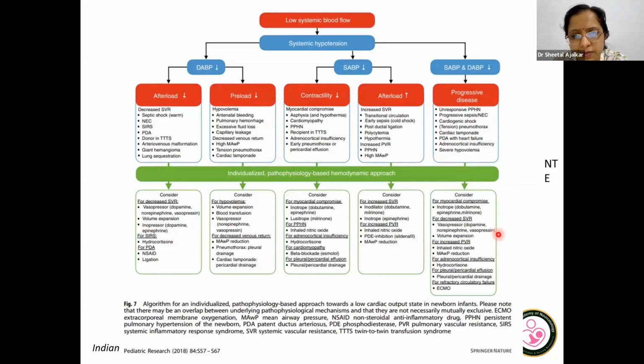So I think we will come to all these details. I have taken case-based scenarios and everything. So we can come to it later, rather than going through this exhaustively. It is a very exhaustive table.